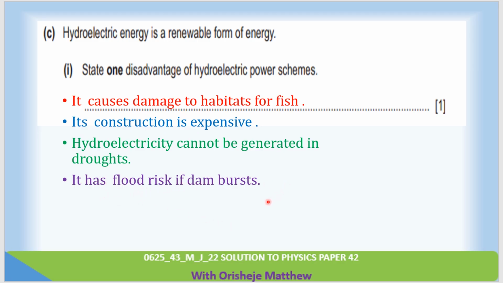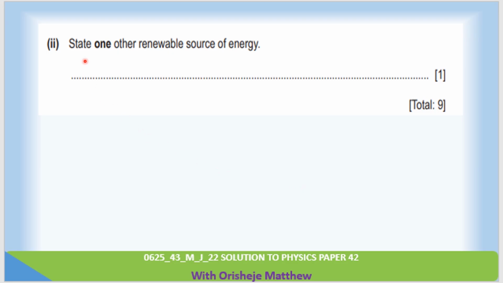Very good. All right. Because it can lead to the flooding of the downstream plain or land, the downstream delta area of the river that is dammed. So it can cause flooding. Next: state one other renewable source of energy.